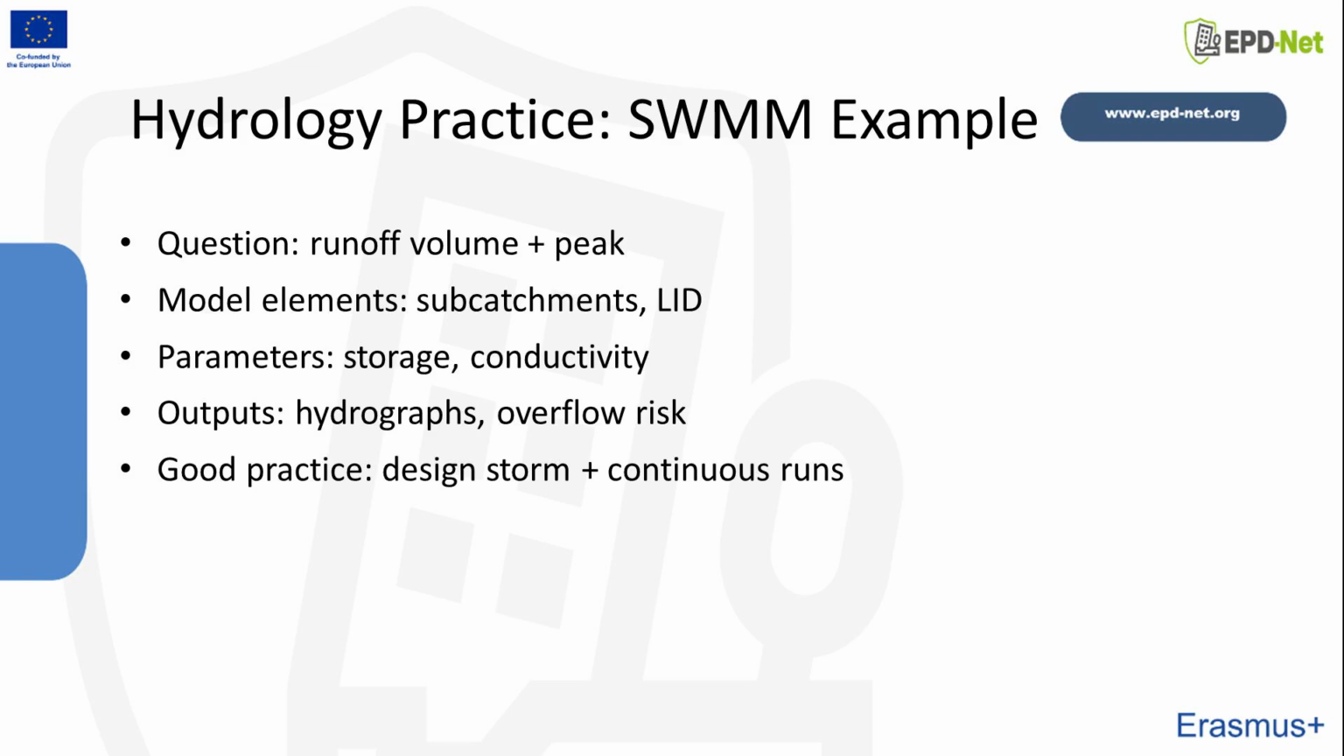For stormwater questions, SWMM is widely used because it can represent both catchments and drainage networks. A planning model typically defines subcatchments, drainage connectivity, and low-impact development controls that represent green roof storage and release. Parameters include storage depth, conductivity, and drainage characteristics. Outputs include hydrographs, peak reduction, and overflow events. Good practice is to run both a design storm for sizing and continuous simulation for seasonal behavior.